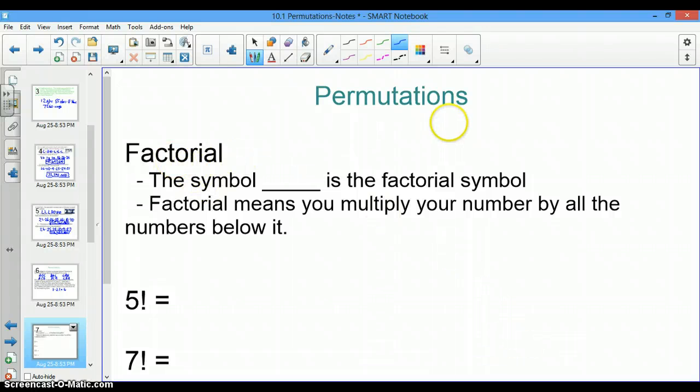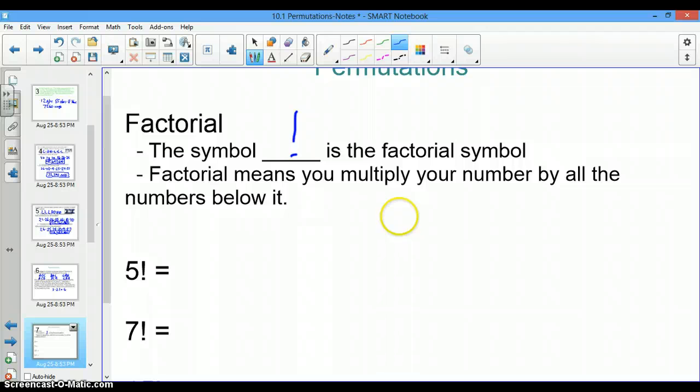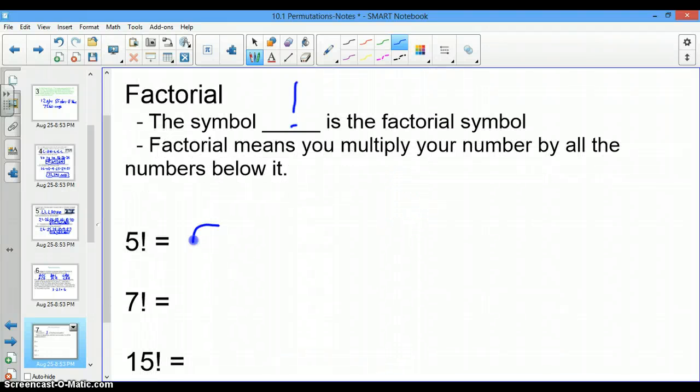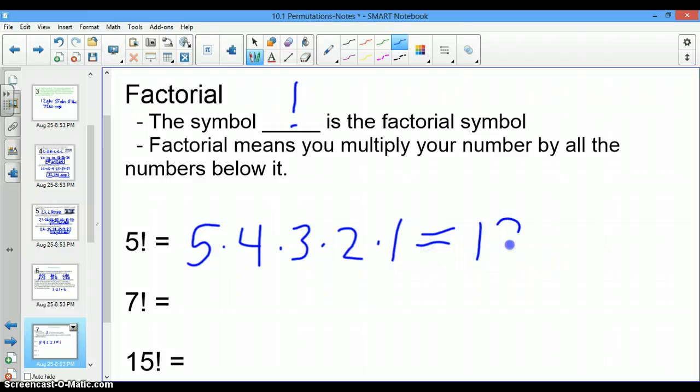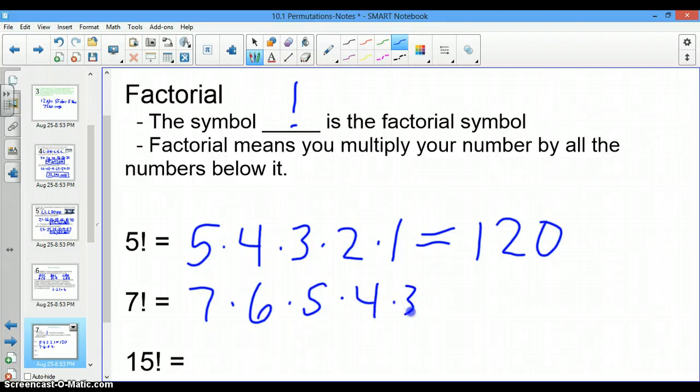Also with permutations, there's the factorial. Now some of you may have seen it. It's the exclamation point. Well, in math, that is called the factorial symbol. Factorial means you multiply your number by all the numbers below it. So 5 factorial would be 5 times 4 times 3 times 2 times 1, which when we multiply those together we get 120. 7 factorial would be 7 times 6 times 5 times 4 times 3 times 2 times 1, and we would get 5,040.